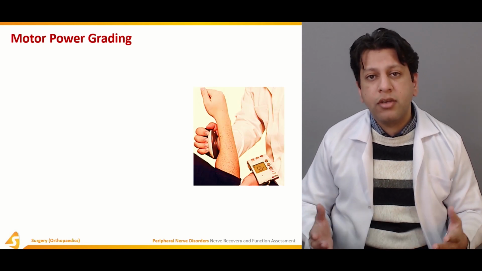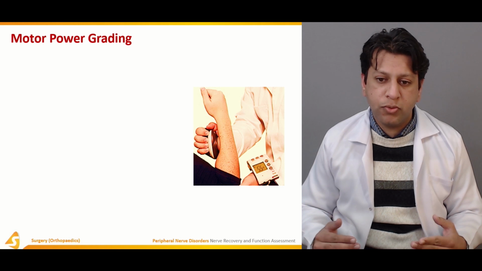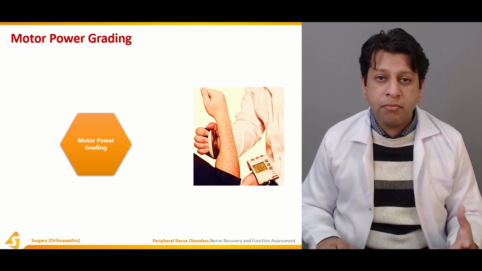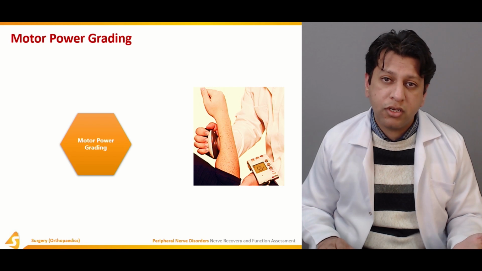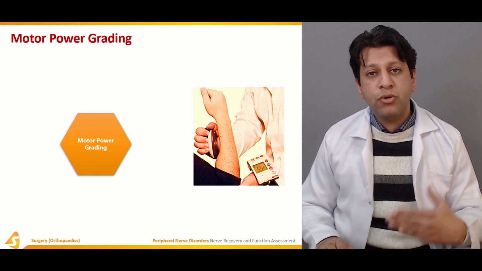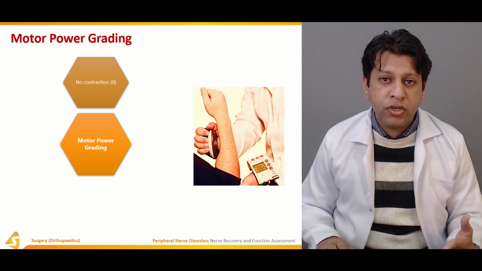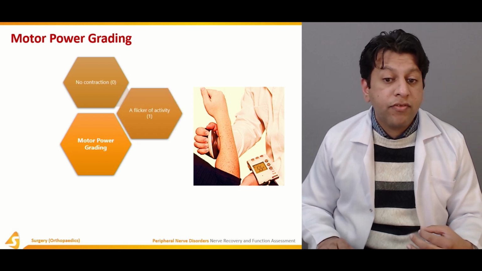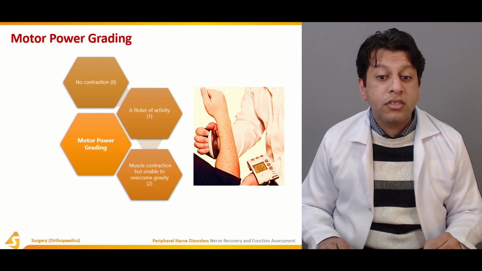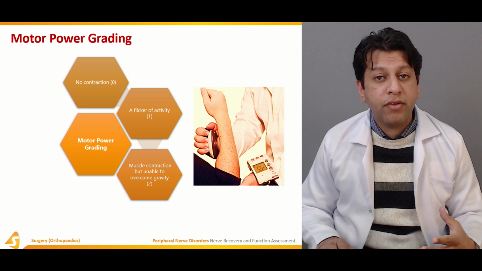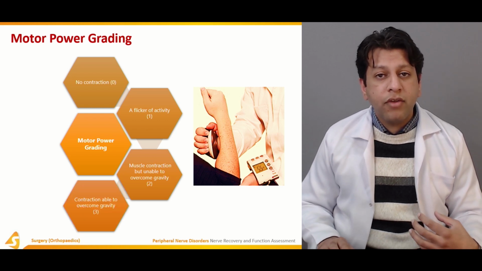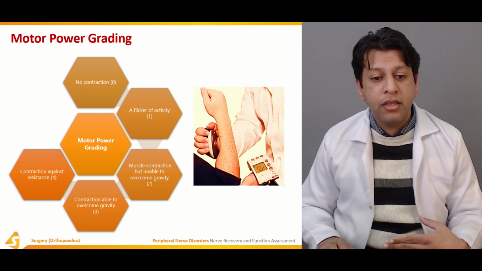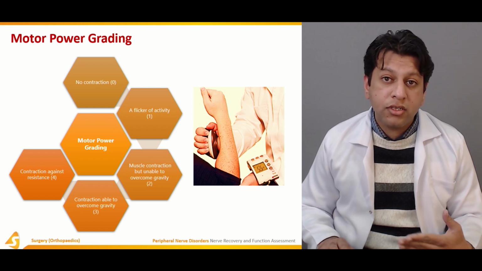Then in chronic injuries, we need to grade the motor function as well. A chronic injury is usually associated with atrophy of the muscle, and muscle charting may be of paramount importance. There are 6 grades, from 0 to 5. The worst possible score is 0, when there's no contraction at all after stimulation of the nerve. A flicker of activity seen in the muscle is 1. If the muscle contracts but is unable to overcome gravity, the score is 2. If the contraction is able to overcome gravity, then it becomes 3. And contraction against resistance is at least 4.